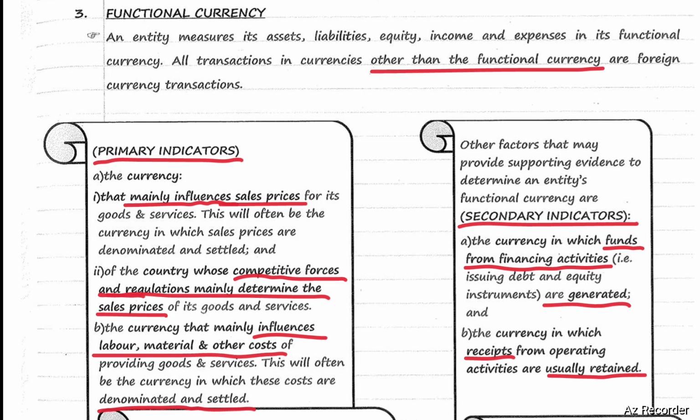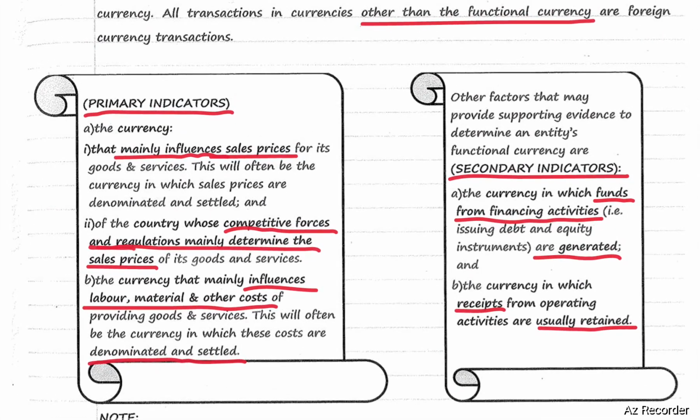First, primary indicators. Functional currency is the currency that mainly influences sales prices for its goods and services. This will often be the currency in which sales prices are denominated and settled, and of the country whose competitive forces and regulations mainly determine the sale price of its goods and services, or the currency that mainly influences labor, material, and other costs of providing goods and services. This will often be the currency in which these costs are denominated and settled.